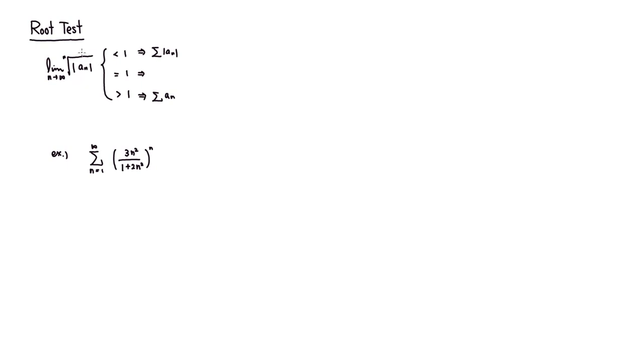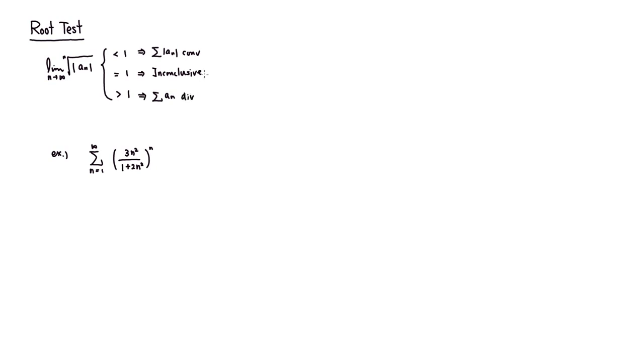If the nth root comes out to be less than 1, then the series is absolutely convergent. If this root came out to be exactly equal to 1, again, this is unfortunate, it's inconclusive. So we can't say anything. It could converge or diverge. If this root came out to be greater than 1, then we know that the series diverges.